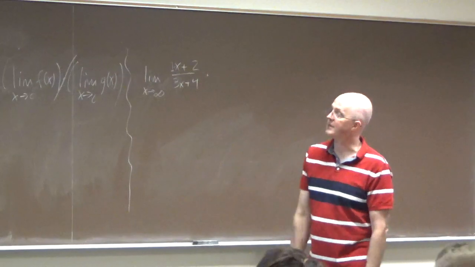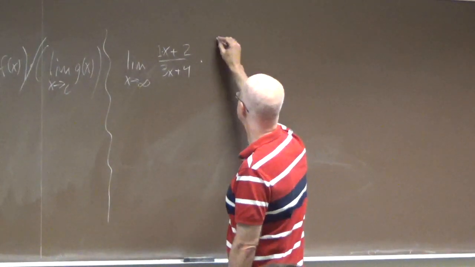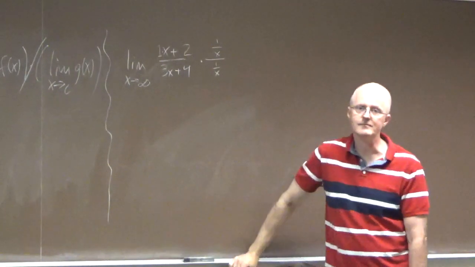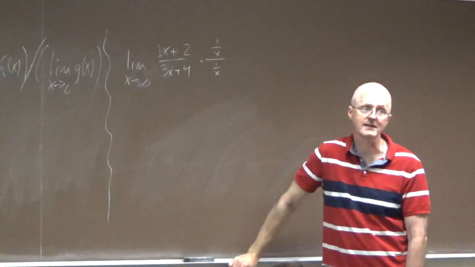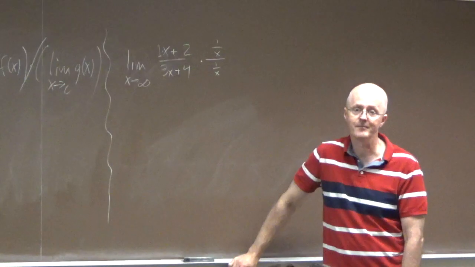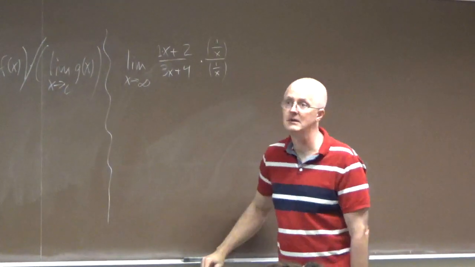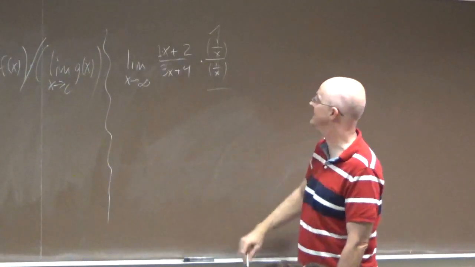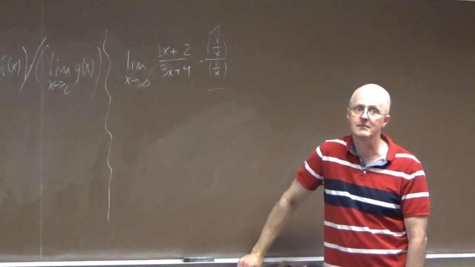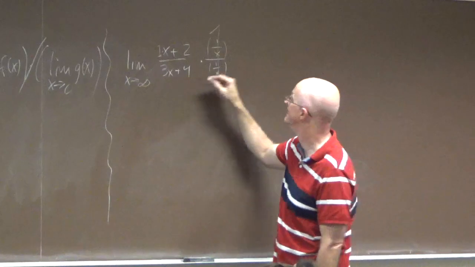I'm going to use these properties, but I need to do a little trick first. The trick I need to do is multiply the top and the bottom by 1 over x, 1 over the highest power of x. That's the trick that must be done. I'll explain why in a minute. That certainly is okay to do, because this is nothing other than a disguised form of 1 as long as x is non-zero. And I'm letting x go to infinity, so x is definitely non-zero.